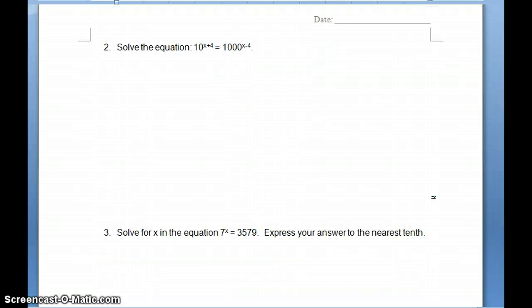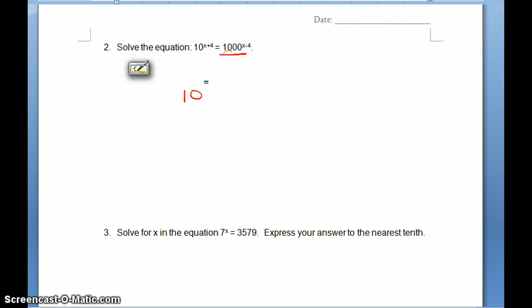And here we have to solve the equation 10 to the x plus 4 is equal to 1000 to the x minus 4. Your first step is to try and write this with equivalent bases. So can we write that 1000 as a base of 10? If you can't, you would use either trial and error, or you could graph it. Hopefully we know that we can write 1000 as a base of 10.